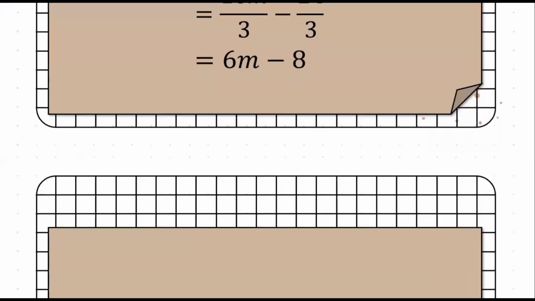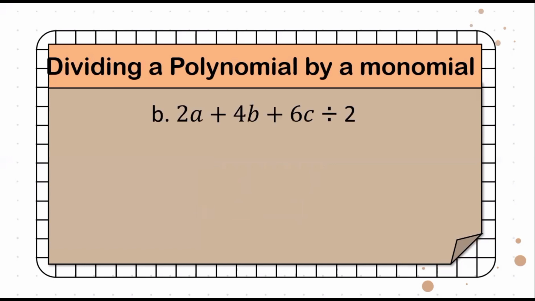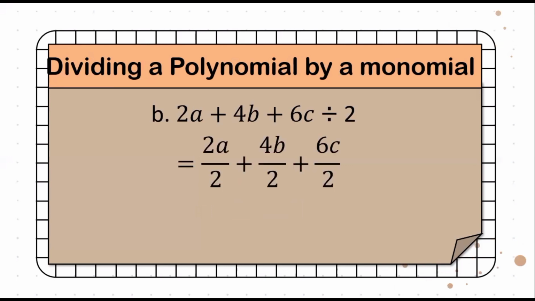Next example, 2a plus 4b plus 6c divided by 2. This time, we can see 3 terms under our polynomial given. So we just need to divide each term of the polynomial by the monomial given, which is equal to 2. So we have 2a divided by 2 plus 4b divided by 2 plus 6c divided by 2. Simplifying now, we have 2a divided by 2, that will give us a.